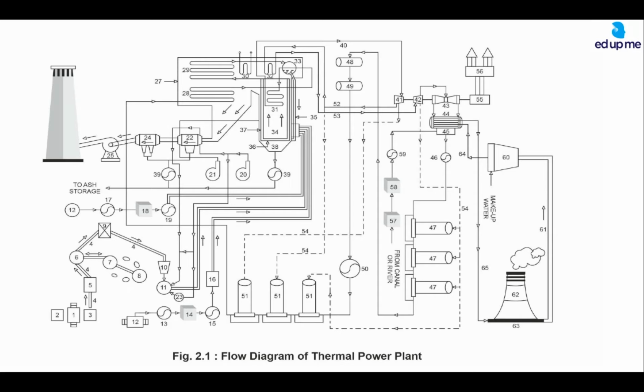The final temperature in the boiler, in the boiler furnace area, 34 is the boiler furnace area. So in this area, the temperature is around 1050 to 1100 degree centigrade.